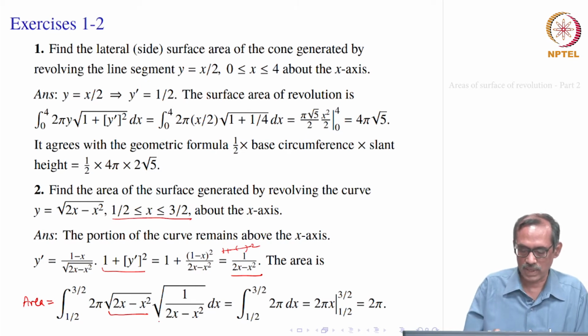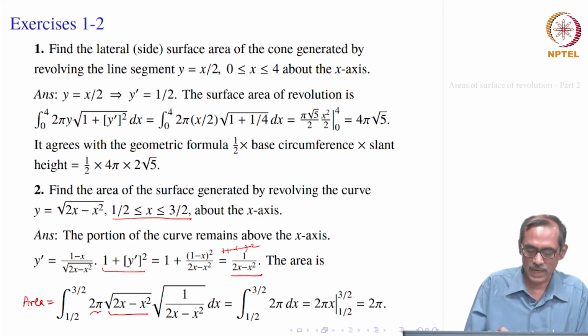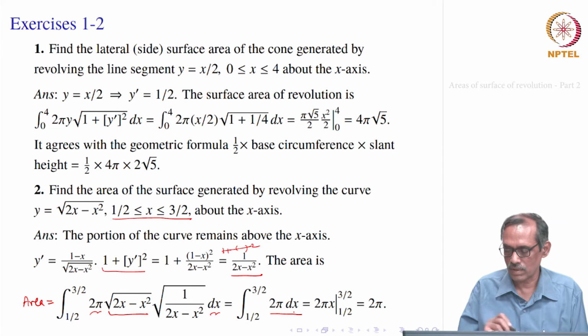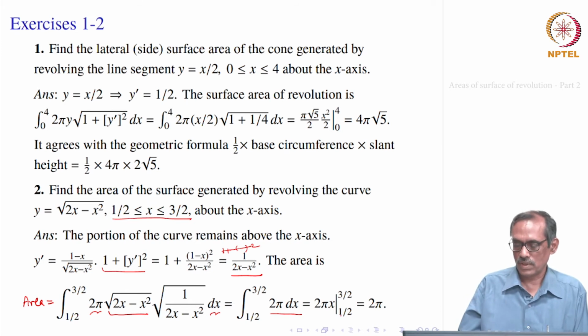Multiplying this, the square root of 2x minus x square gets cancelled, and you integrate that. So, 2 pi times the square root of 2x minus x square into 1 divided by the square root of 2x minus x square gives you 1. So, it is just 2 pi dx, that is what we wrote. That gives the integral as 2 pi x evaluated from half to 3 by 2, and that simplifies to 2 times pi.